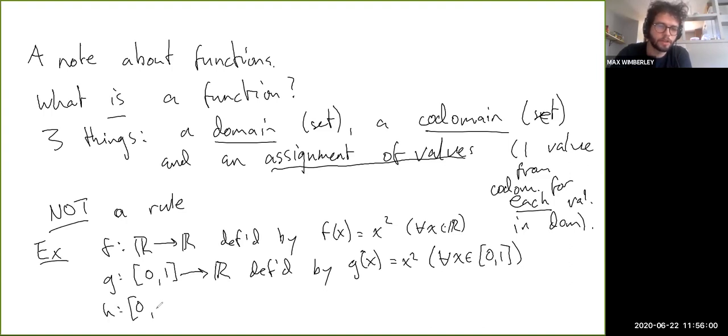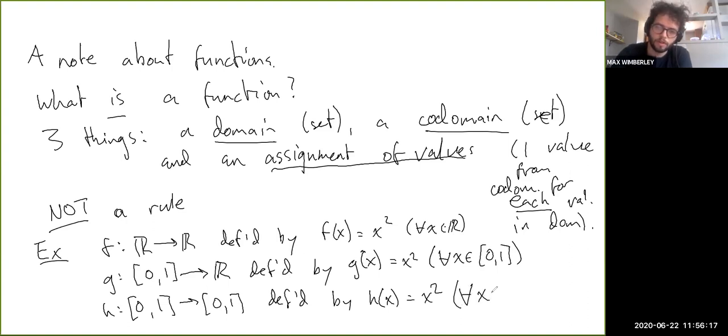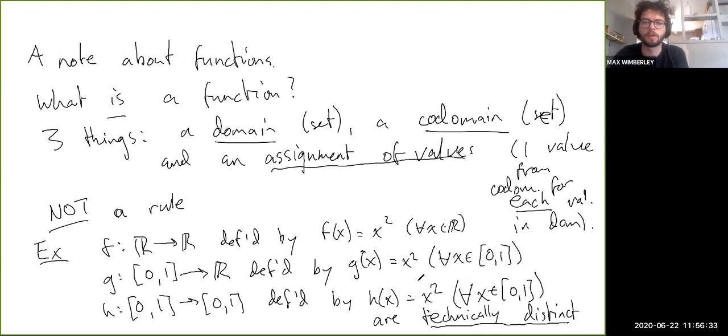And then h from [0, 1] to [0, 1], h of x equals x squared for all x. These are technically distinct. Very technically speaking, these three functions are all totally different from each other, okay?